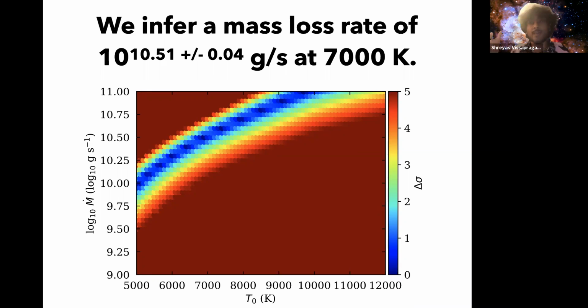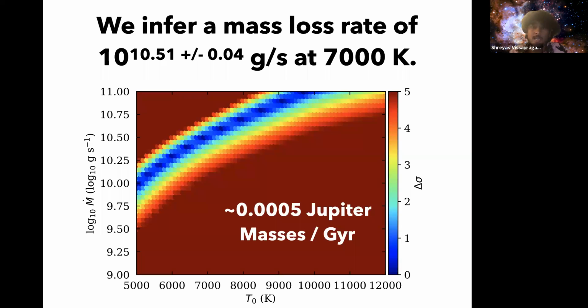And so, albeit with degeneracies, we can use this photometric data set, even though we don't resolve the line shape, to say something interesting and meaningful about the planetary atmosphere. In this case, the atmosphere is escaping at a rate that we inferred of 0.0005 Jupiter masses per gigayear, which means that it's probably not going anywhere.